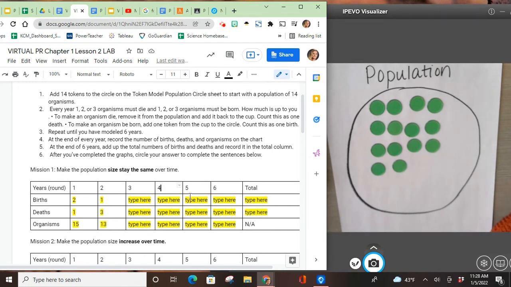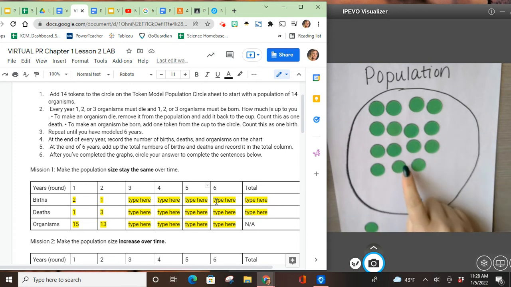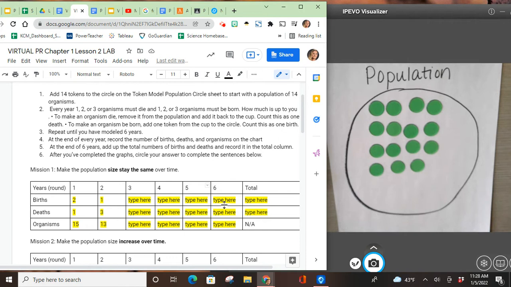Okay, we're in year 5. In year 5, let's say that there are 2 births and 1 death. How many are left? 4, 8, 12, 13, 14, 15 meerkats left after year 5.